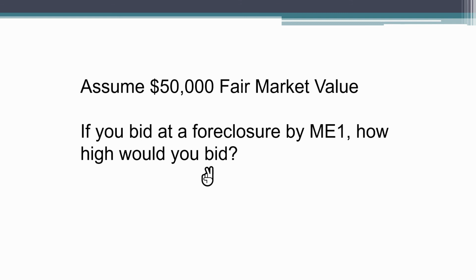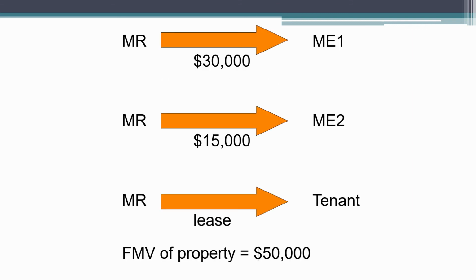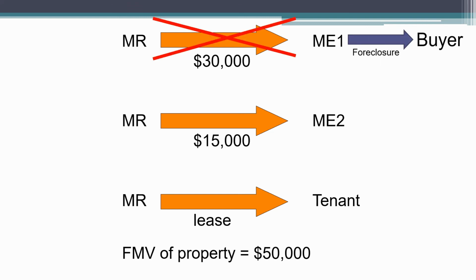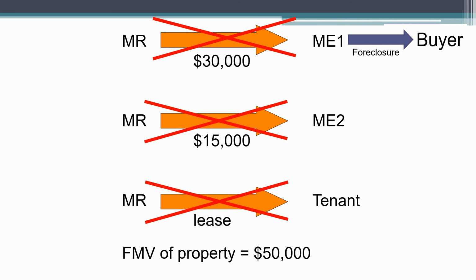If we attend a foreclosure sale and start bidding, and the foreclosure sale is held by ME1, how high would we be willing to bid? Well, as we've already discussed, if ME1 forecloses, ME1's mortgage will be wiped off the title to the land, so will ME2's, and so will the tenant. So the buyer is going to take the title free and clear of both mortgages and the lease, and therefore the buyer might be willing to pay as much as the unencumbered fair market value of the property, namely $50,000.